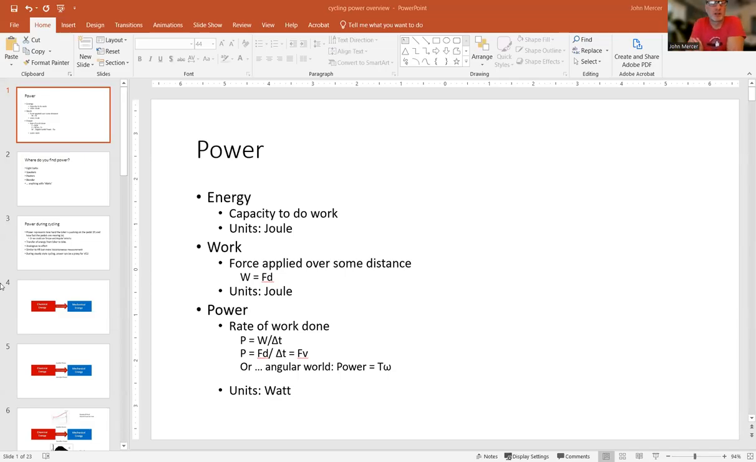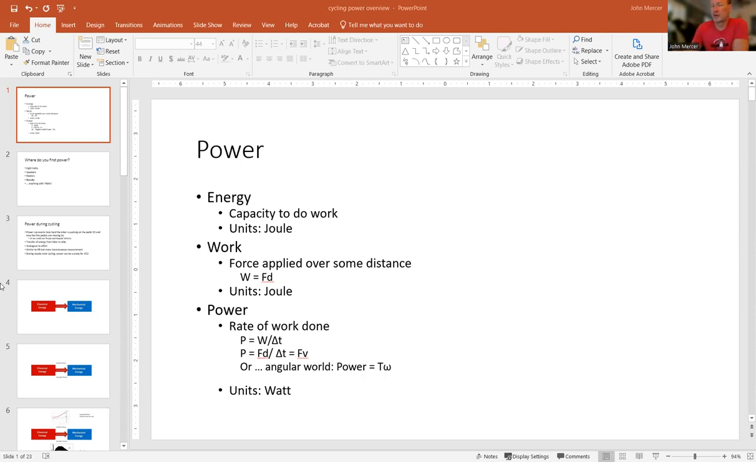In this presentation, I want to go into power, and I want to focus on cycling and power that's used for cycling. It's used by athletes quite a bit, and it's a very popular tool to have nowadays. A lot of people use power for different reasons, and I'll go through that.